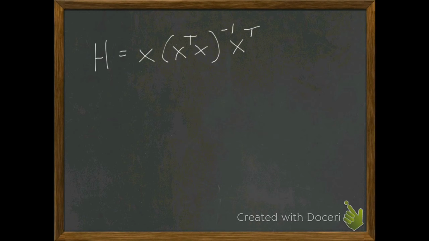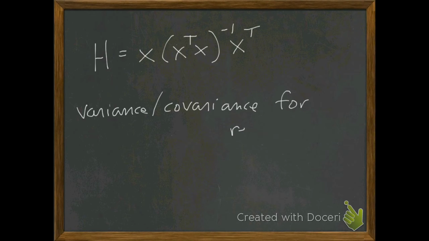The hat matrix looks like this. Something else I want you to remember is the variance covariance matrix for our residuals. Now guys, don't get this one confused with the variance covariance matrix for our coefficients B. This is the variance covariance matrix for our residuals.